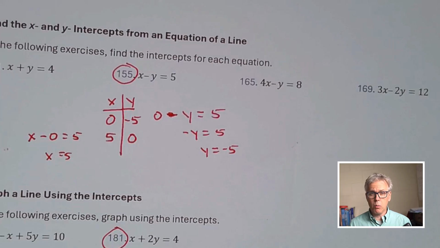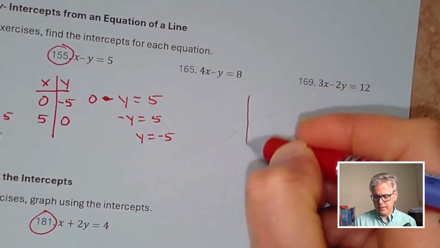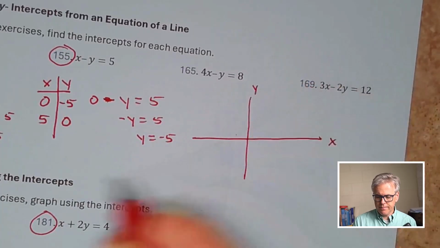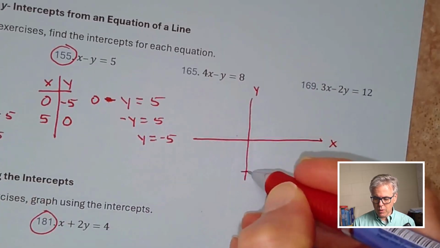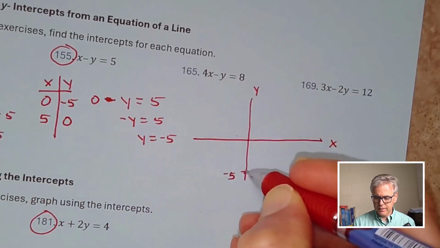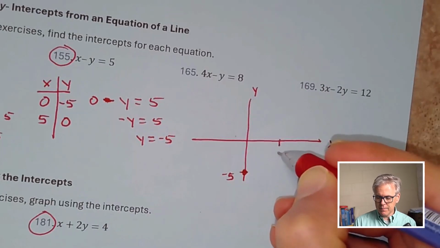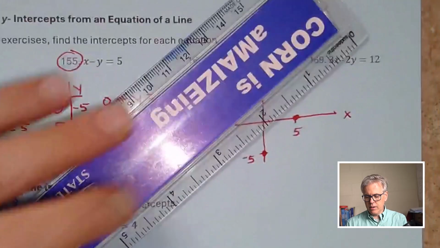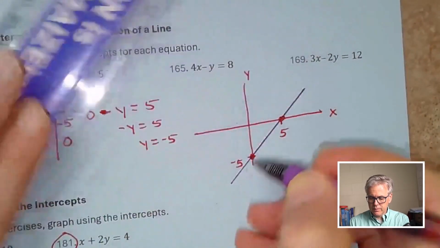Now, really what we're going to do with these is use the graph. It doesn't ask for it on this one, you get this for free. If I need to graph that, I go ahead and label x and y. We're going to plot these two intercepts. So when x is 0, y is down 5. When y is 0, x is over 5. I'll keep the scales the same in this case. And then I'll draw a nice straight line through those 2 points.